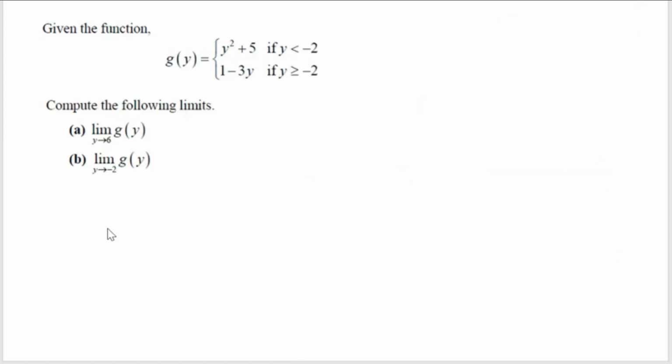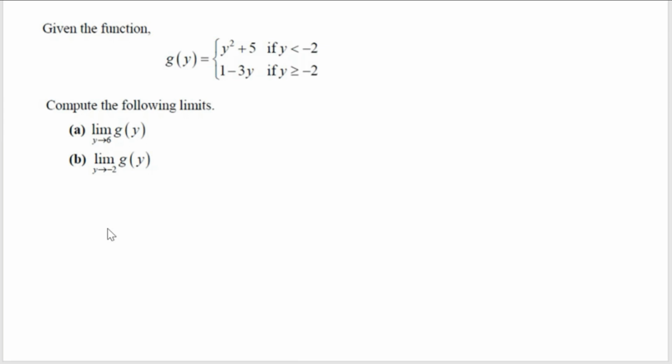So next we have, given the function g of y is equal to y squared plus 5 if y is less than negative 2, then the other one is 1 minus 3y if y is greater than or equal to negative 2. This kind of equation is what we call a piecewise equation. We are asked to compute the following limits: the limit of g of y as y approaches 6, and the limit of g of y as y approaches negative 2.